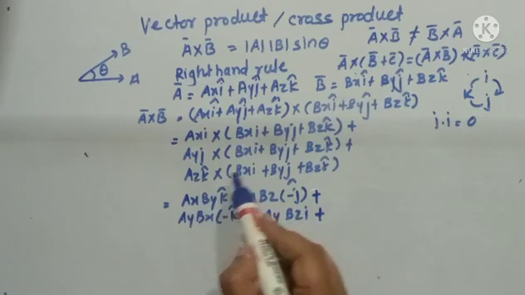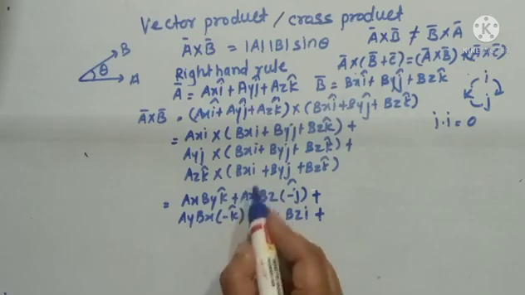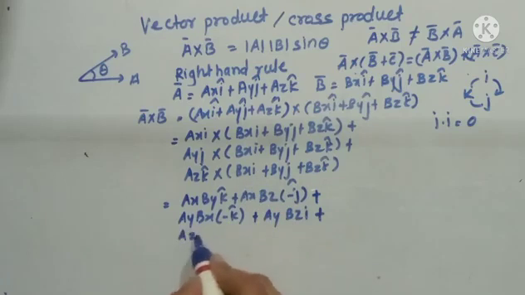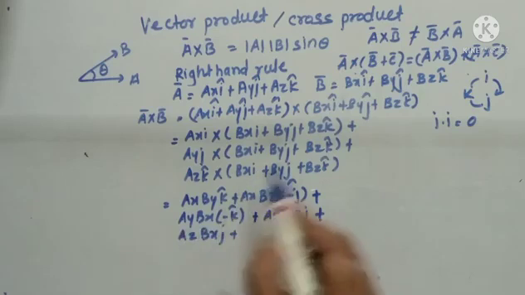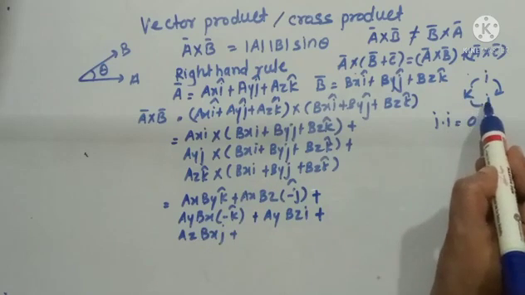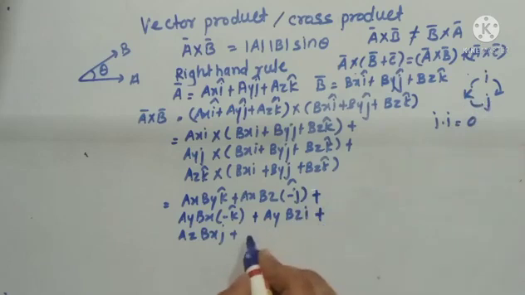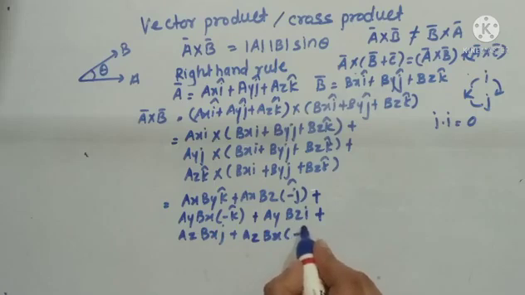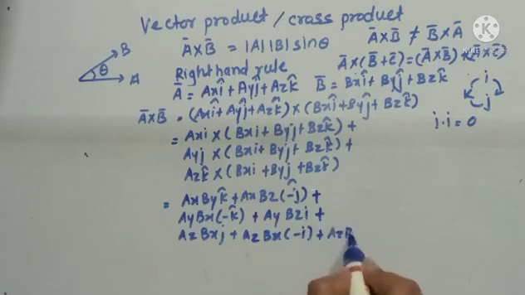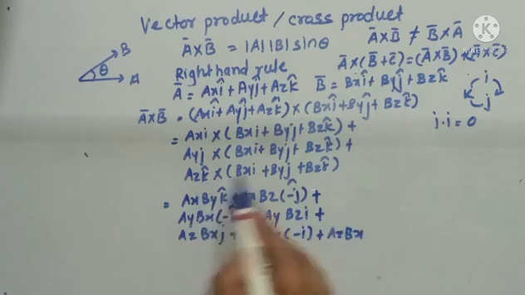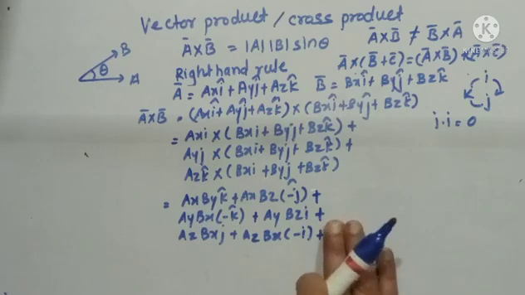When I take this k cross i, that will give me j, so this will be az bx j. Plus this k cross j will give you minus i, az by minus i. Plus az bz into k cross k, that will be equal to 0.